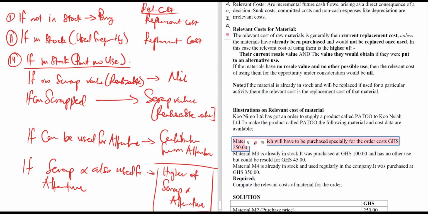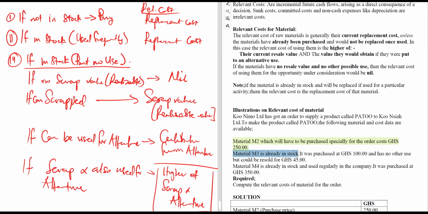So is this not relevant? It is relevant. We don't have it, they have not bought it already. And if we have to buy now, we have to buy it at 250. It means this is the replacement cost or the current purchase price, which is 250. Okay, which is still relevant, right?